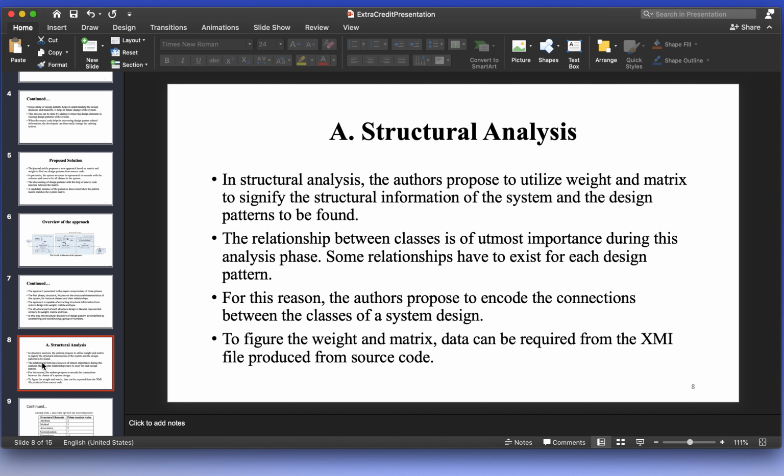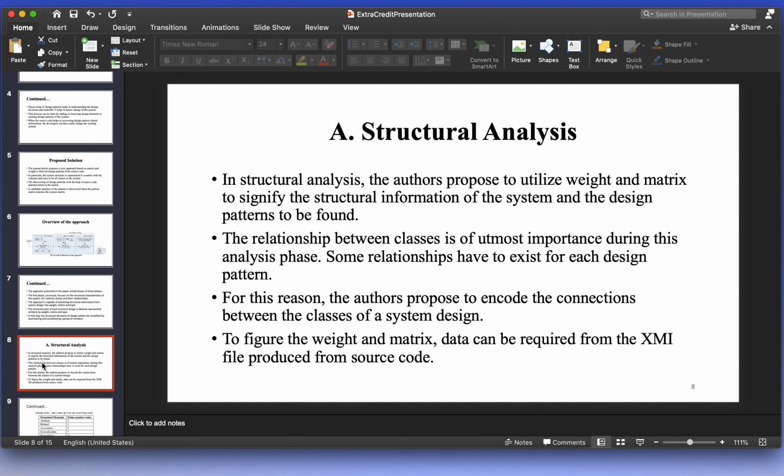Structural analysis. In the first phase, structural analysis, the authors propose to utilize weight and metrics to signify the structural information of the system and the design patterns to be found. The relationship between classes is of utmost importance during this analysis phase. Some relationships have to exist for each design pattern. For this reason, the authors encode the connection between the classes of a system design.